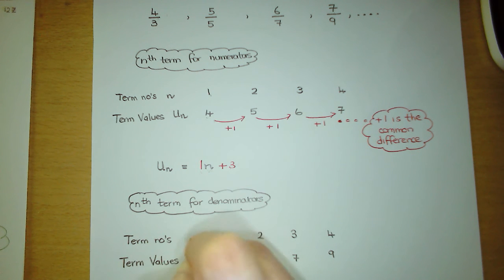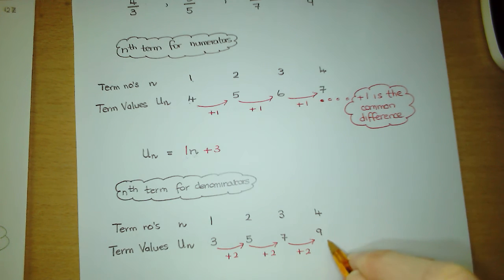n. So again, what we have here is a linear sequence because all the term values of the denominators are going up by the same amount each time. So we're adding on 2. To get from 3 to 5, add on 2. We add on another 2, and then we're adding on another 2. So plus 2 is the common difference this time.